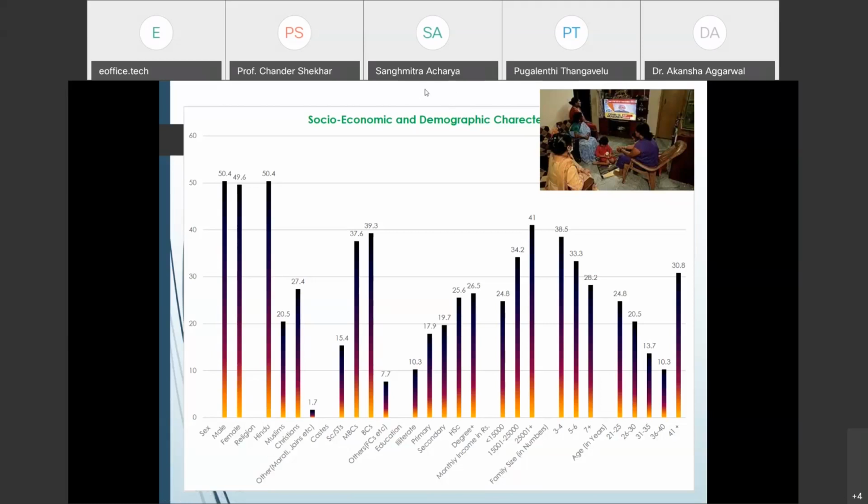About 10% of the people are illiterate. Nearly 52% of the people have higher secondary education or above, and income is also higher compared to other places. As for family size, almost 38% of the people have 3 to 4 persons.